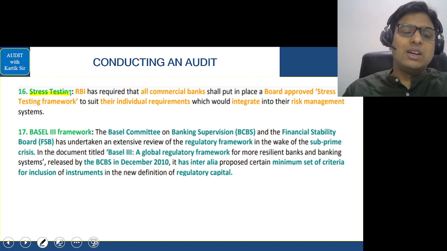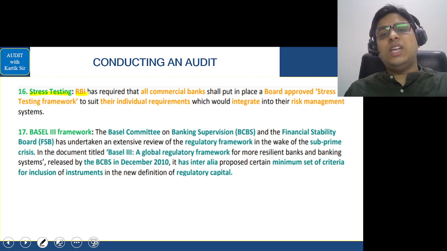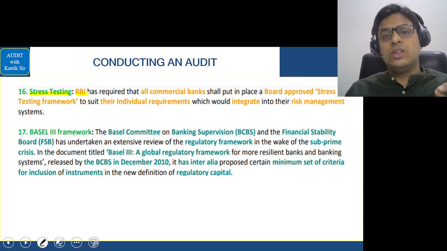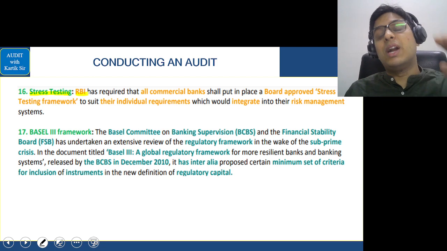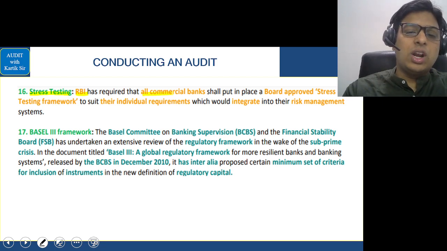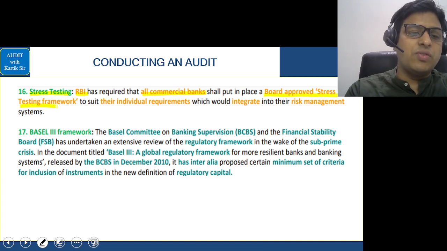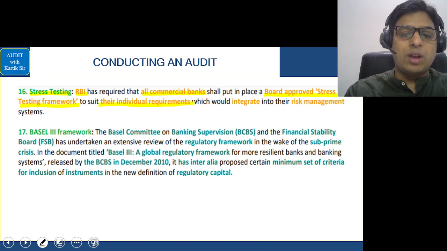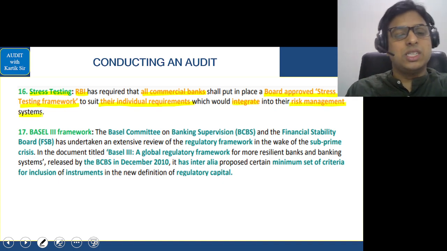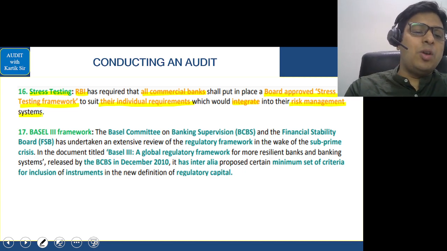So you understand here, the RBI has asked the bank in the same way, check your stress test. Do your stress test and check your upper limit level. And all banks have to do this. RBI has required that all commercial banks shall put in place a board approved stress testing framework to suit their individual requirements, which would integrate into their risk management systems. Comfortable till here? Okay.